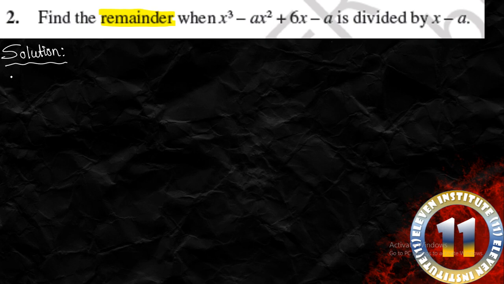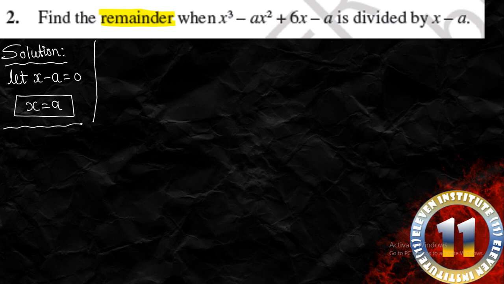Let x minus a is equal to 0. Minus a will go to the other side. So what we have is x is equal to a. Now simply we have to put a instead of x inside the polynomial. So let us write the polynomial over here first. Alright, this is the polynomial.